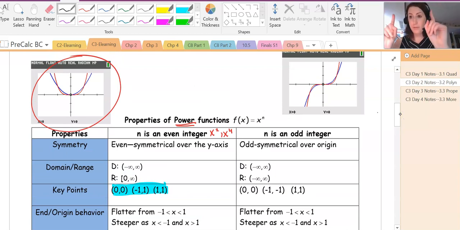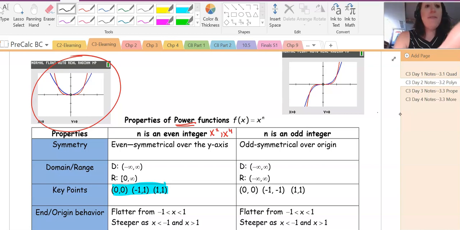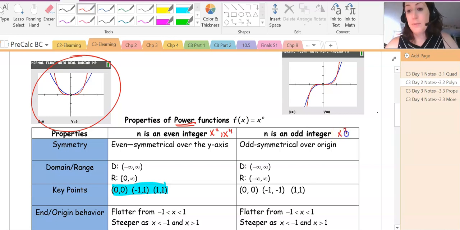They're both going up. And even if it was reflected, they'd both be going down. Our end behavior is going the same direction on either end of our graph. Now, when you have an odd integer, for example x to the third, x to the fifth, x to the seventh, we have odd symmetry, because we are symmetrical over the origin. We can see that in our picture.